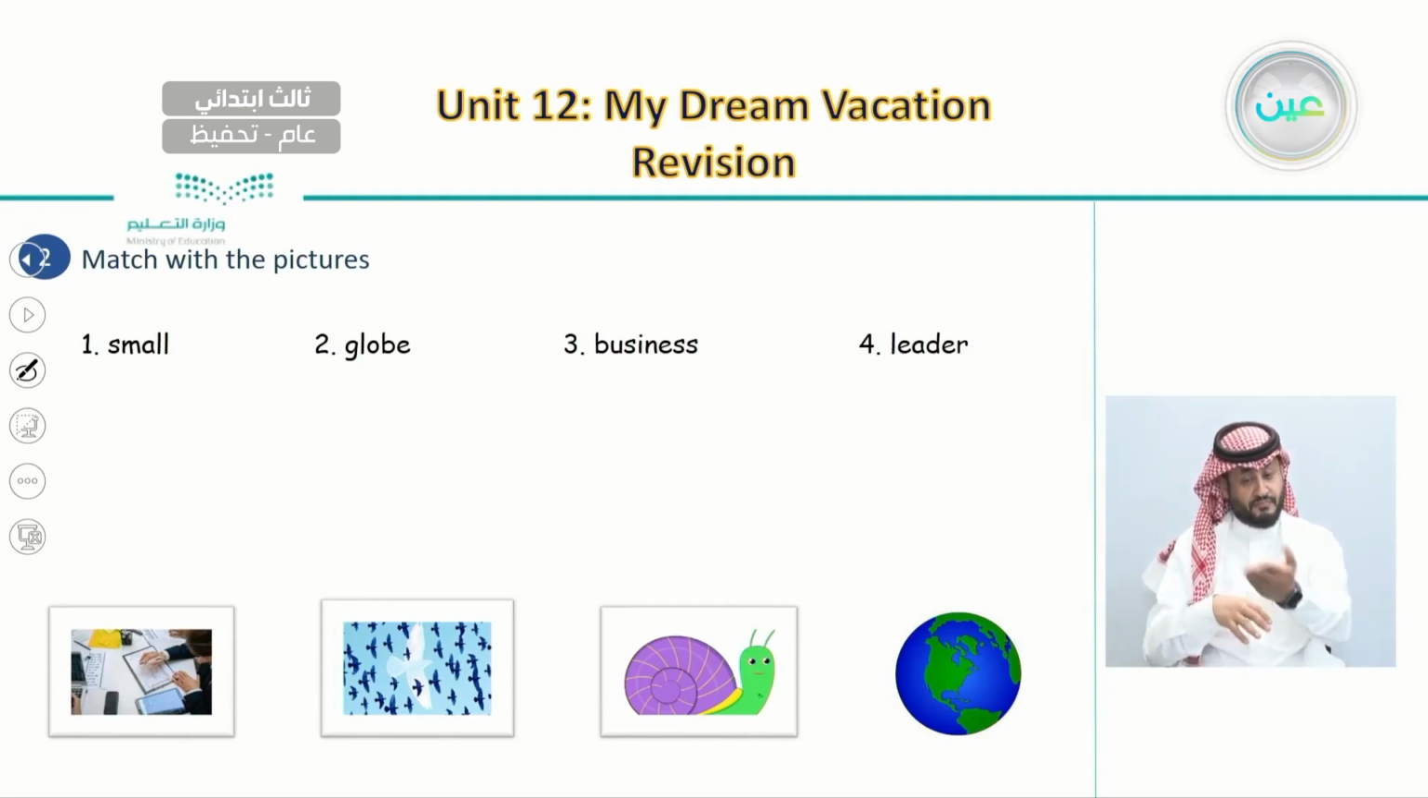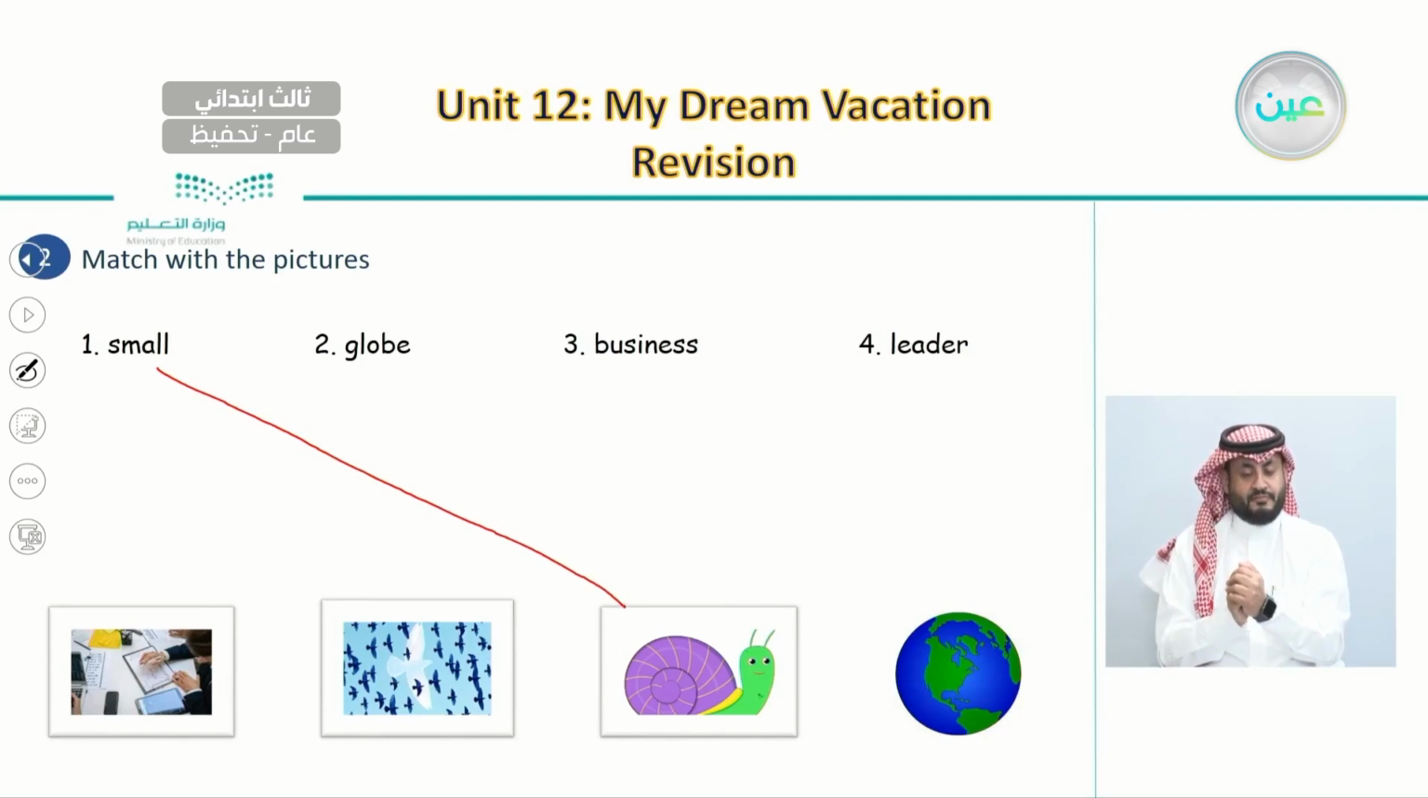It is, of course, the third one. So here we point at the third one. So here we match the word with the picture. So this animal is a small animal, which is a snail.